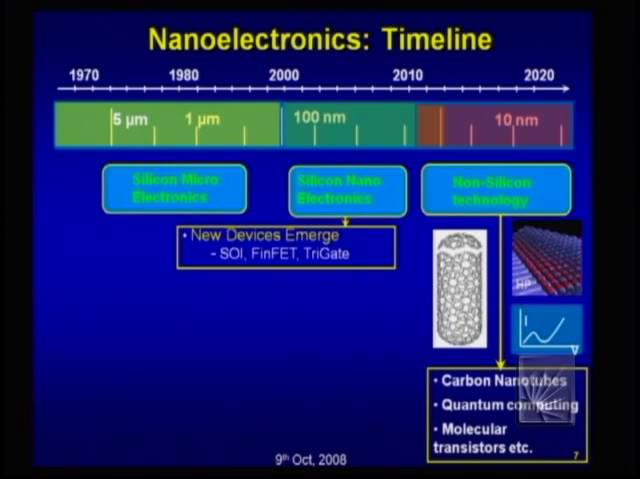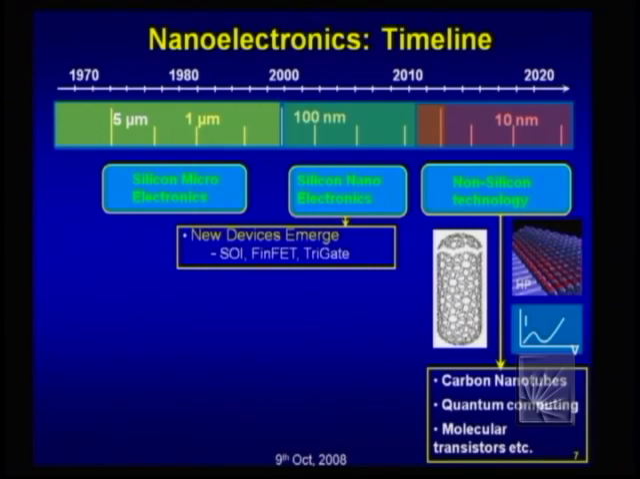Now it turns out that the conventional CMOS technology is expected to run out of gas in just a few years. So what next? People are looking into new non-silicon technologies, for example carbon nanotube, for example molecular crossbar, which is being pioneered by HP. So these technologies have the potential to replace CMOS in the near future.